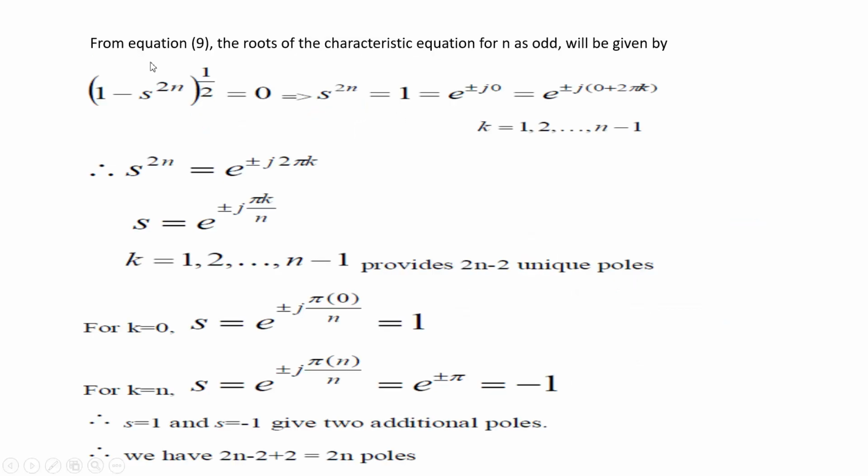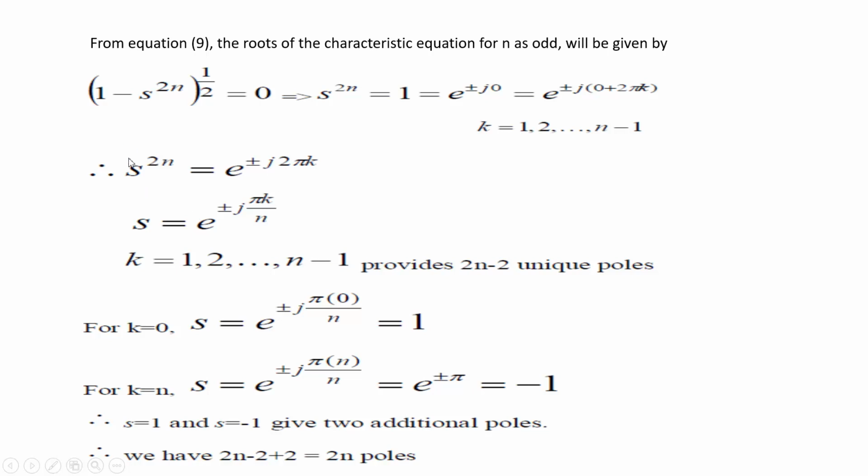Okay, now let's take the case when n is odd. In that case, the minus sign will come here in the characteristic equation. So 1 minus s to the power 2n is equal to 0, which will give me s to the power 2n as 1. So I can represent this as e to the power plus minus j 0, because anything raised to the power 0 will be equal to 1. And I can put it like this: e to the power plus minus j (0 plus 2 pi k), where k varies from 1 to n minus 1. In the final case, my s to the power 2n is, because this is 0, e to the power plus minus j 2 pi k.